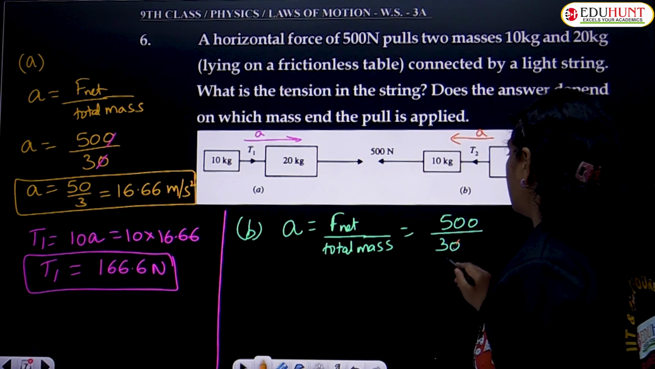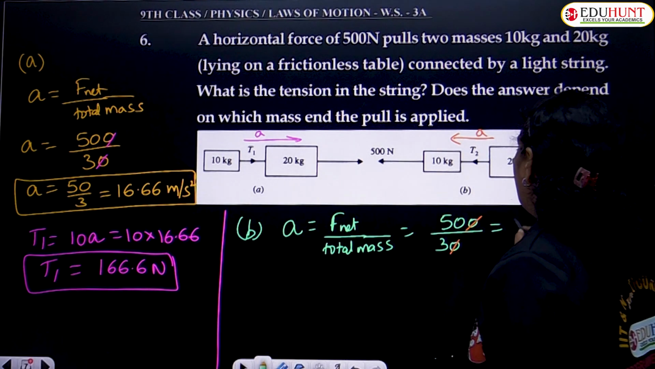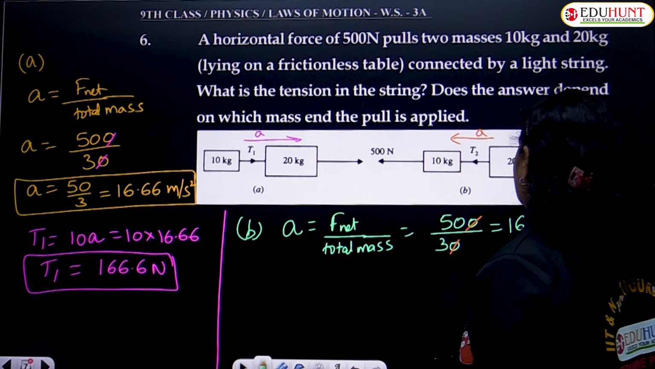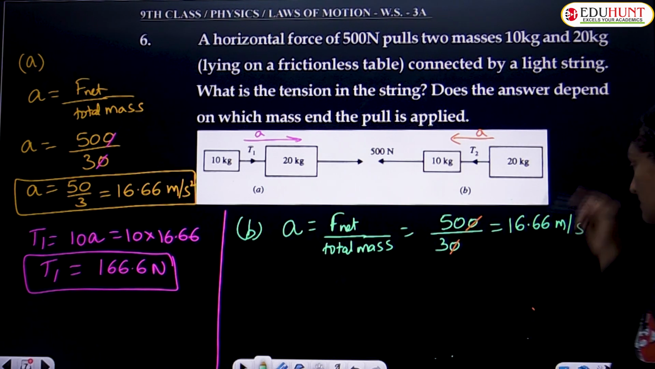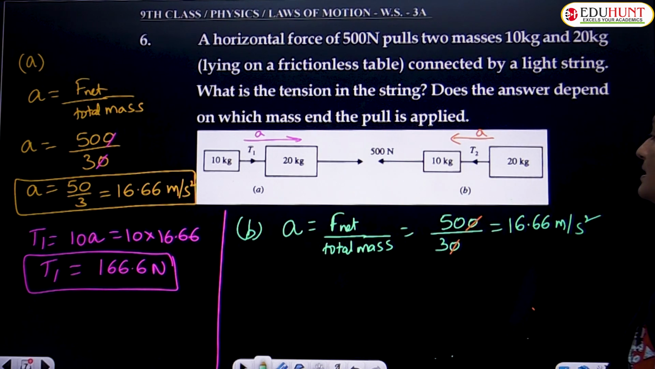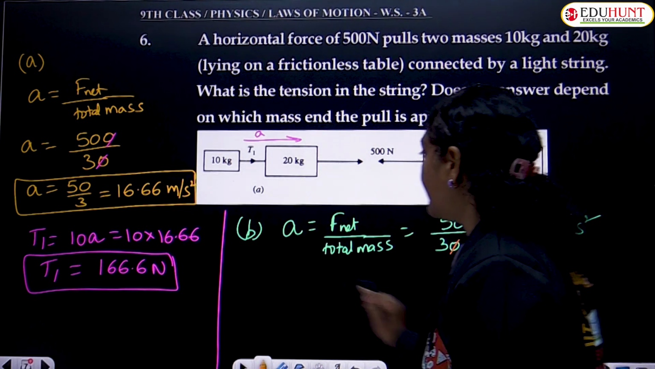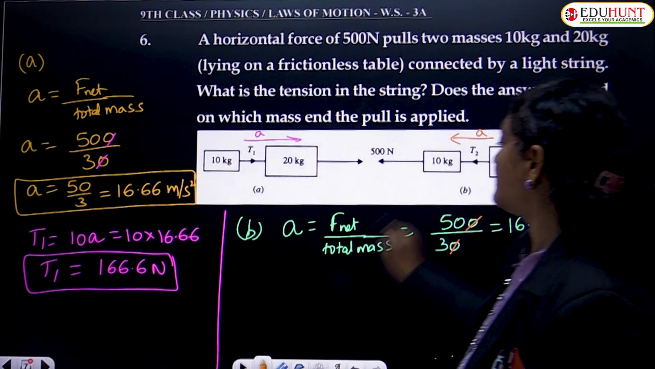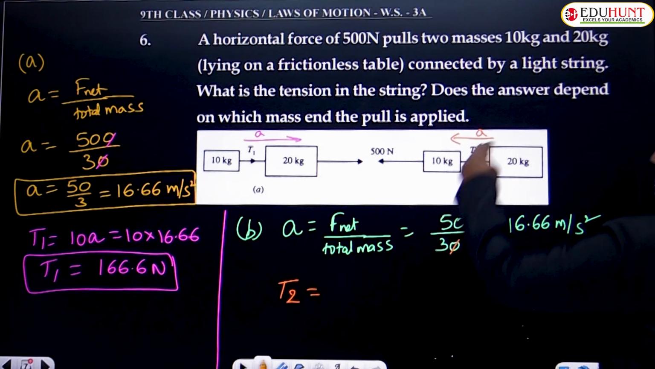So solving this, the zeros get cancelled. You got the same answer, that is 50 by 3. 50 by 3 is nothing but 16.66 meter per second square. Same value. So acceleration is found to be 16.66 meter per second square. But you're asked to find the tension in the string. But the tension was indicated with the letter T2. Well, so now focus on this T2.